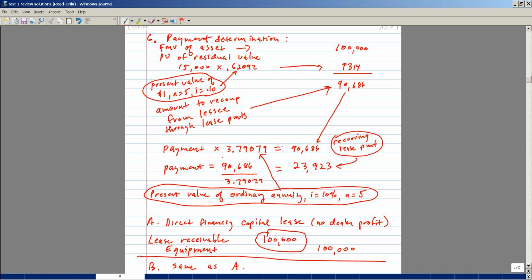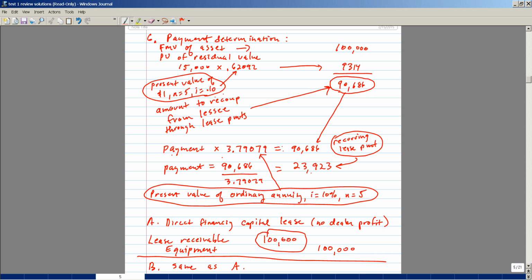Okay, fair value of the asset is given at $100,000. Residual value is $15,000. The present value of that residual value is calculated by multiplying the residual value times the present value of a single sum factor for n equal to 5, i equal to the lessor's implicit rate of 10%, and that present value amounts to $9,314. So the lessor has to recoup from the lessee $90,686 in present value dollars.